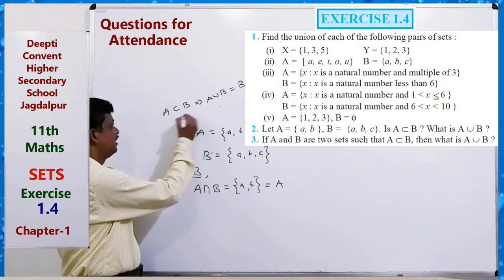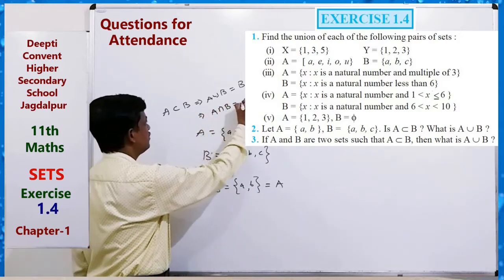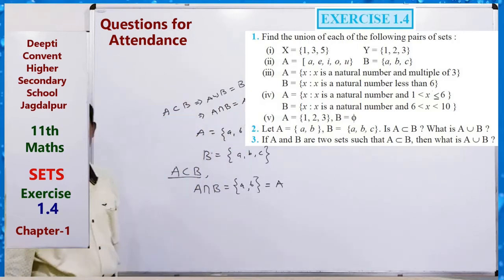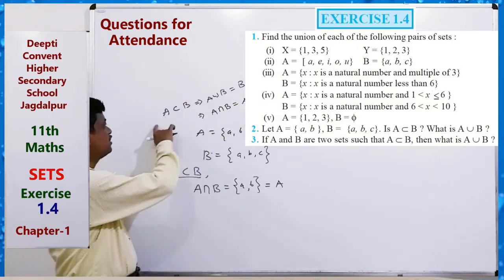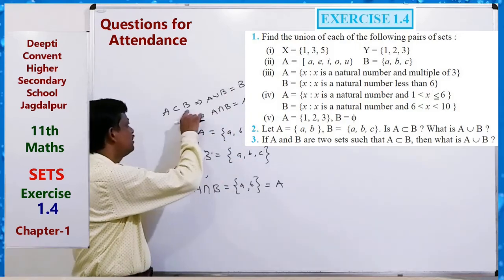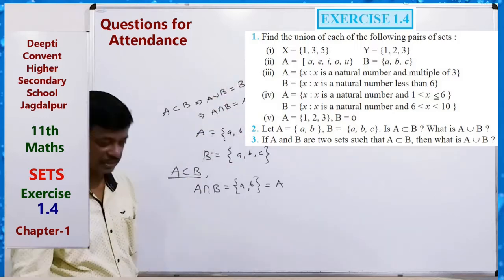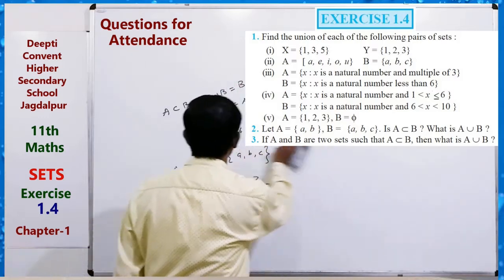A intersection B can be written as the smaller set. So A subset B means A union B equals B, and A subset B implies A intersection B is the smaller set. Okay, remember it. Now take question third.